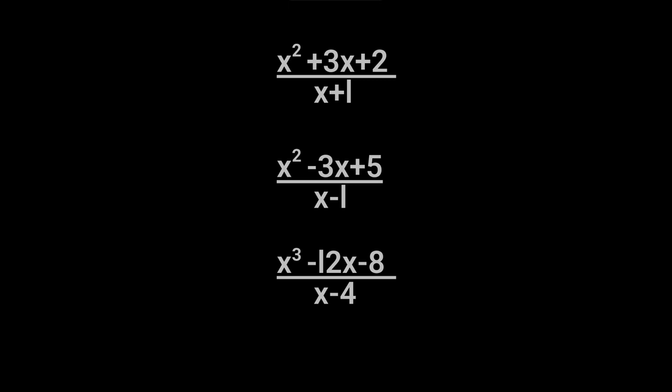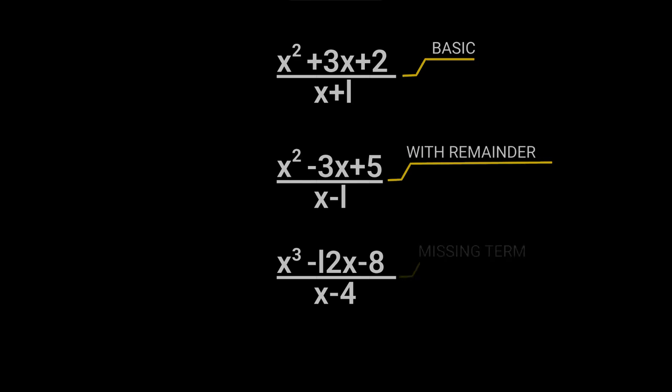There are three problems that we're gonna work with. The first one is the basic. We're gonna go over some of the vocabularies. And then the second one is with the remainder, if we have a remainder, how we write it. And then the last one is with the missing term. If we're missing a term, how we solve this type of problems.